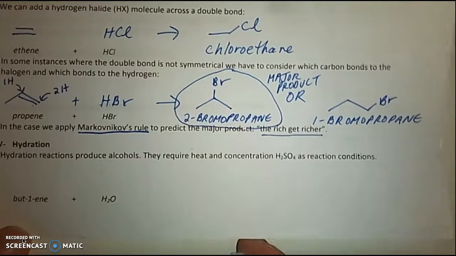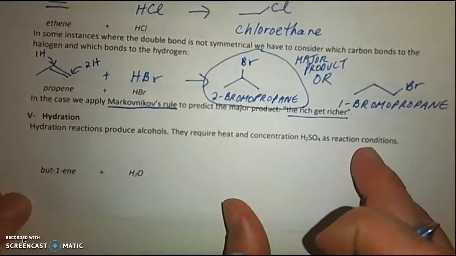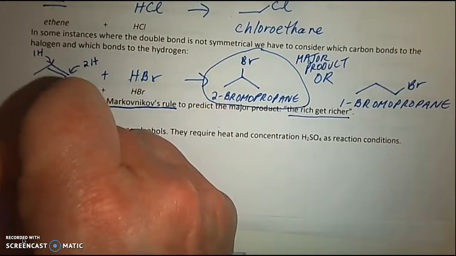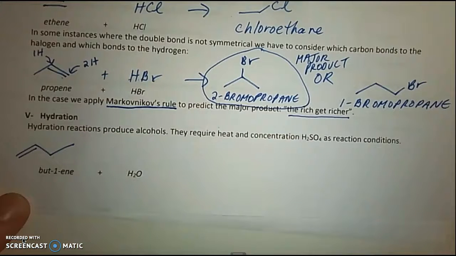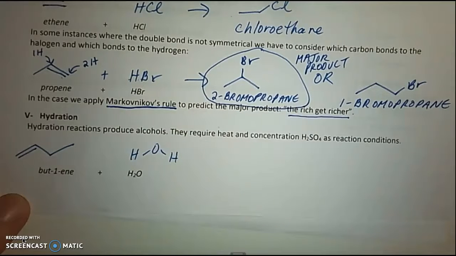Okay, and then one more reaction with alkenes on this page, a hydration reaction. So here I have but-1-ene. I'll put the double bond here, so that's a double bond after the first carbon. I'm going to add H2O, so water.